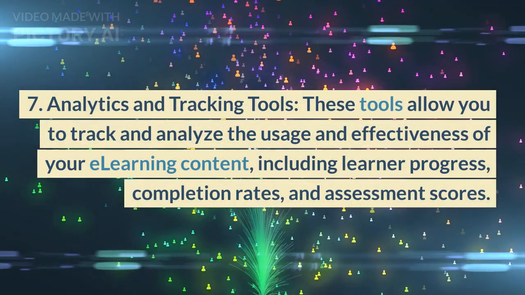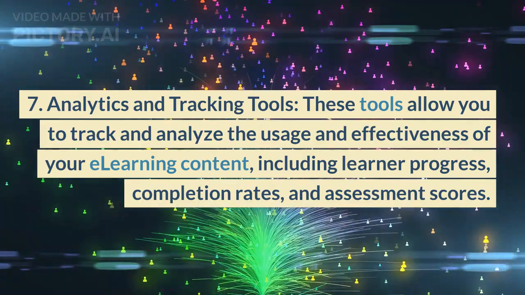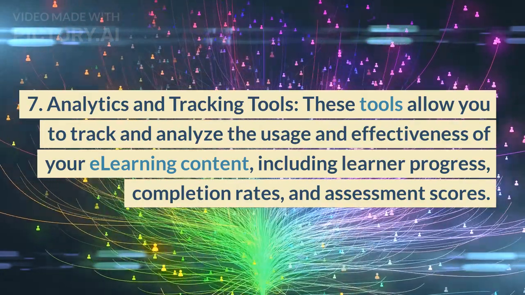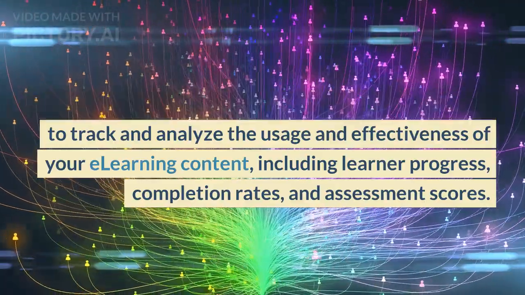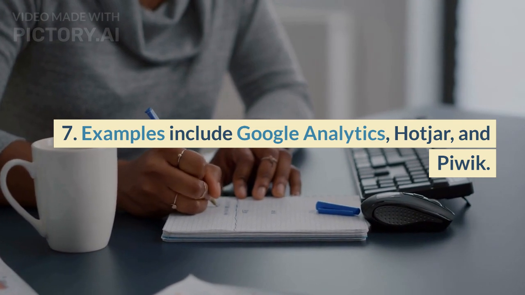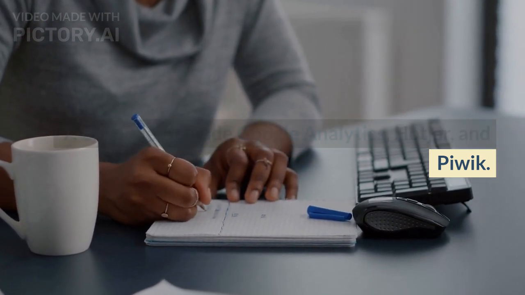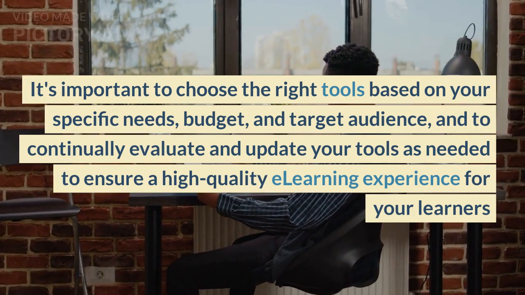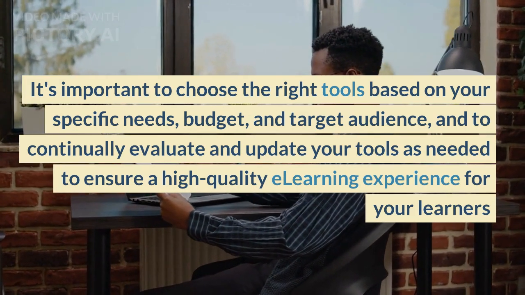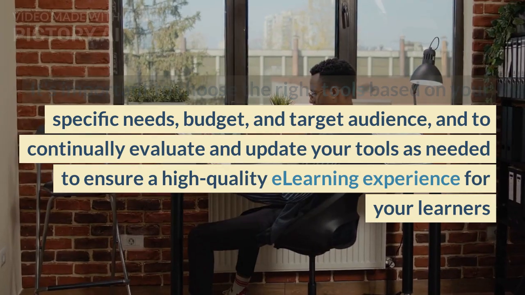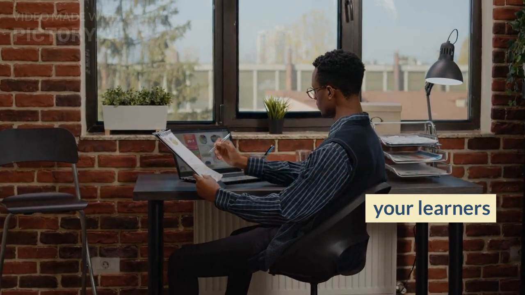6. E-learning marketplaces. These are websites that serve as a platform to sell or distribute your e-learning content to a wider audience. Examples include Udemy, Coursera, and Skillshare. 7. Analytics and tracking tools. These tools allow you to track and analyze the usage and effectiveness of your e-learning content, including learner progress, completion rates, and assessment scores. Examples include Google Analytics, Hotjar, and Piwik. It's important to choose the right tools based on your specific needs, budget, and target audience, and to continually evaluate and update your tools as needed to ensure a high-quality e-learning experience for your learners.